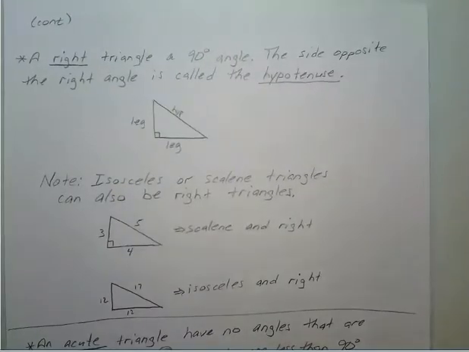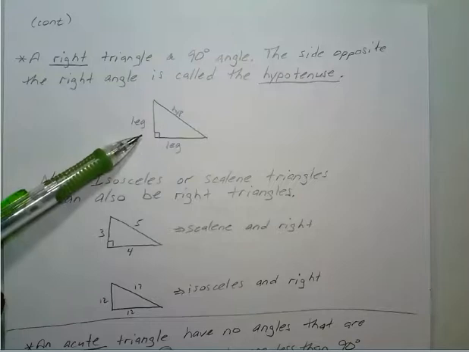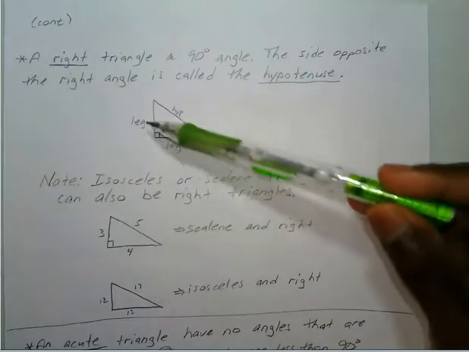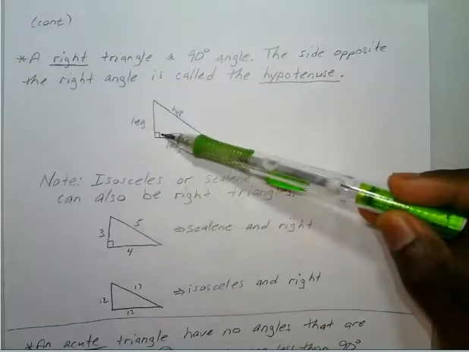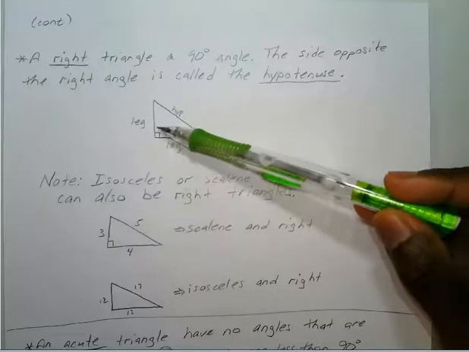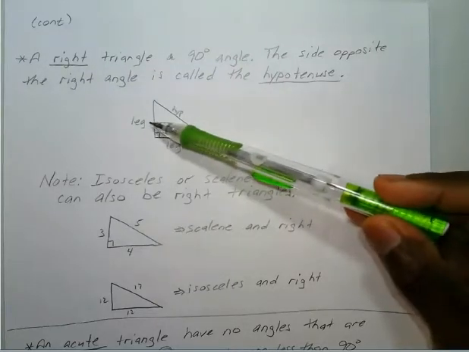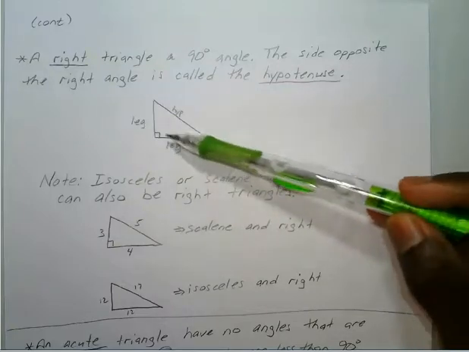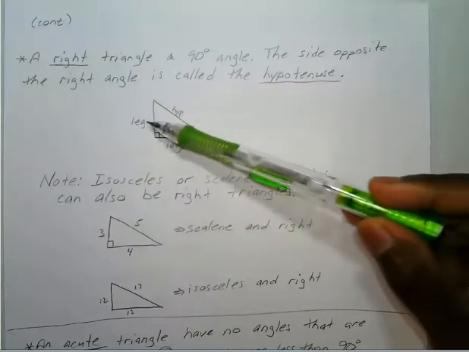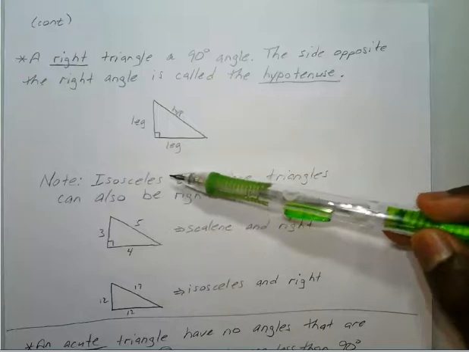Our next triangle is a right triangle. A right triangle has a 90-degree angle. The two sides that connect at the right angle are called legs. So you have the first leg and the second leg. It doesn't matter if you call this leg A, leg B, or leg B and leg A. They're both just the legs of a right triangle.